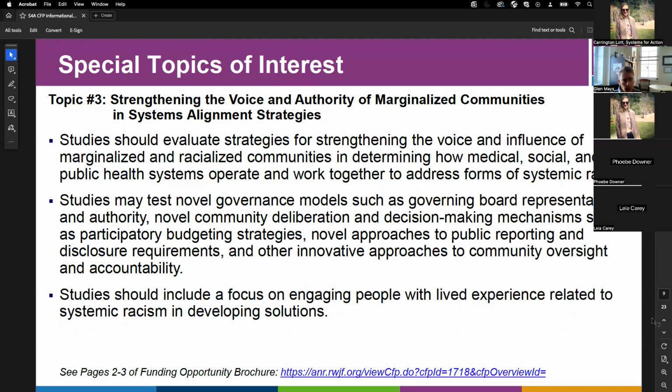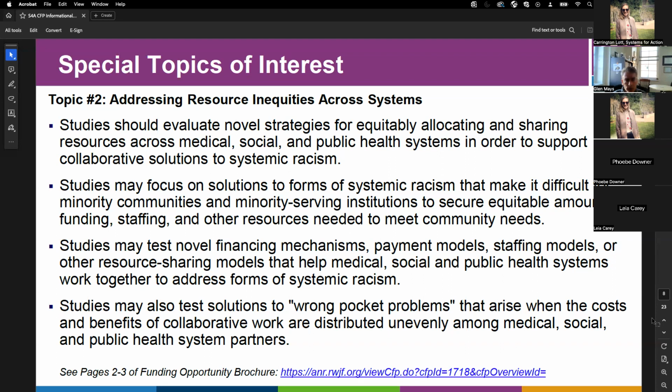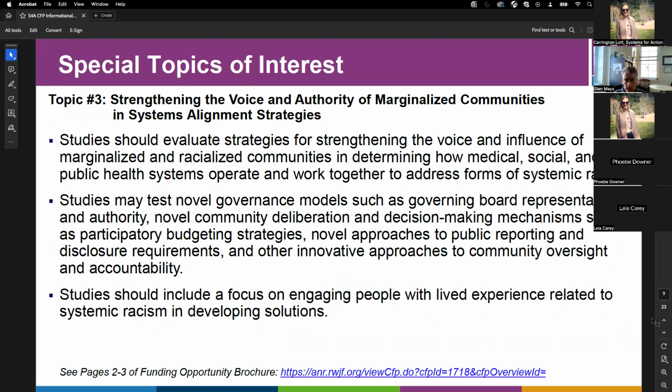Finally, studies that are proposed under this topic may also test solutions to what we call wrong pocket problems that arise when you have collaborating organizations in medical, social, and public health systems, but where the costs and the benefits of that collaborative work are distributed unevenly or in inequitable ways across those collaborating organizations. And so, again, studies under this topic number 2 may also relate to that wrong pocket problem and might test solutions to that wrong pocket problem through more equitable resource sharing arrangements. So that's topic number 2.